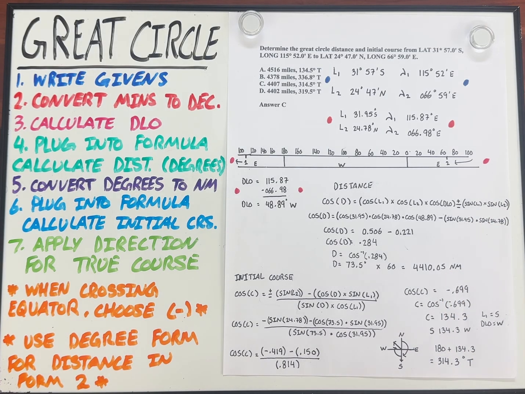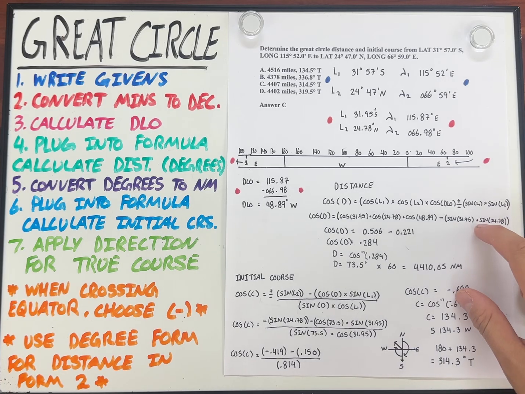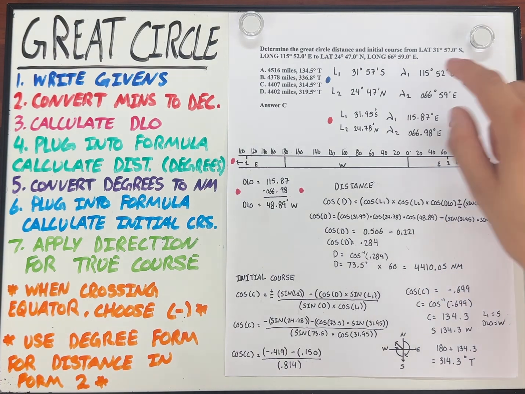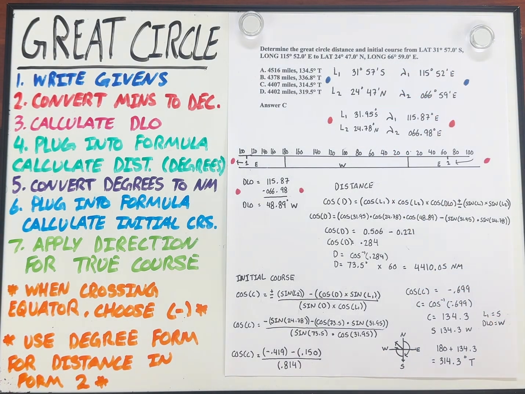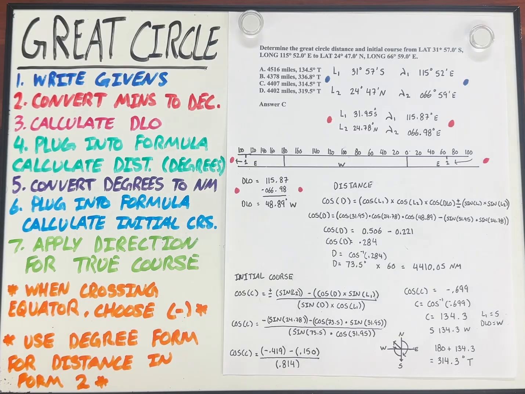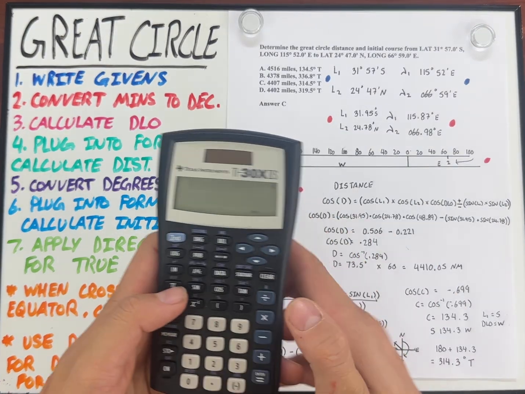And you'll see that in the orange down here I have an asterisk. When crossing the equator, you choose the minus sign. So you can see when I'm filling in this formula, I'm using the minus. We're crossing the equator. You tell that because our latitude 1 and latitude 2 have different signs. We're starting in the south and finishing in the north, so we'll use the minus sign in this formula. The way you type these into the calculator is exactly as you see it.